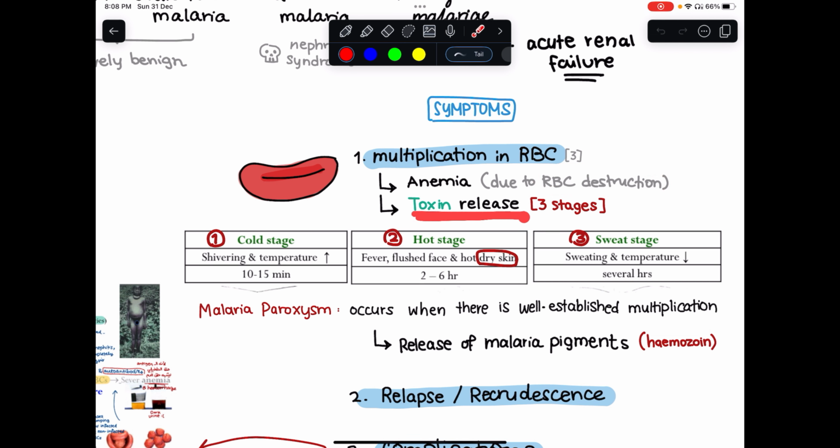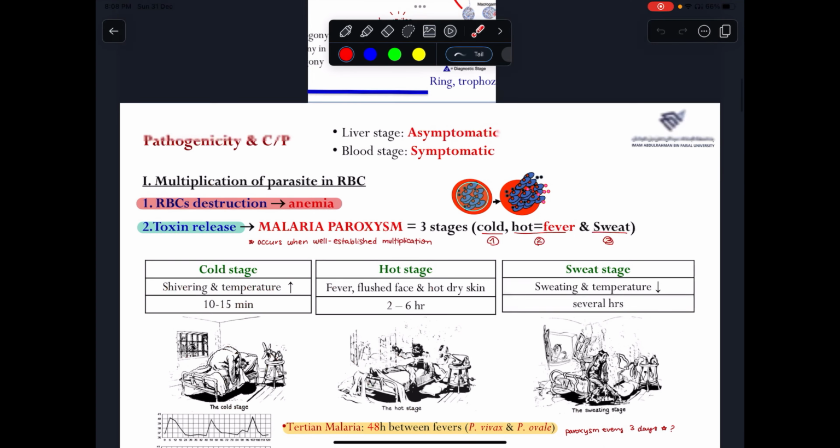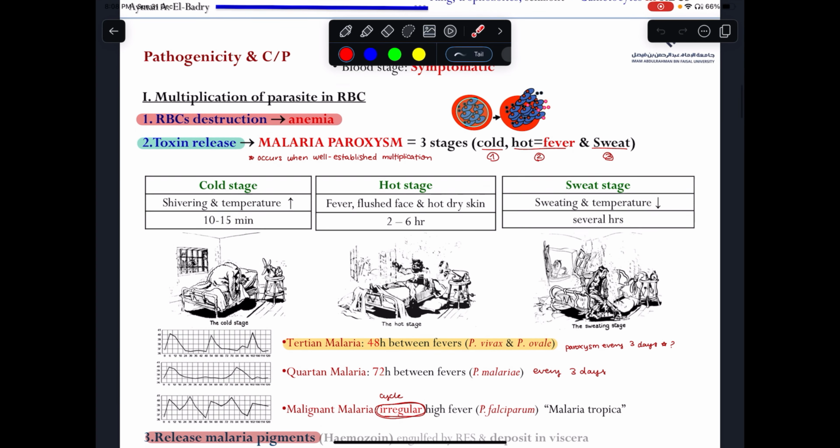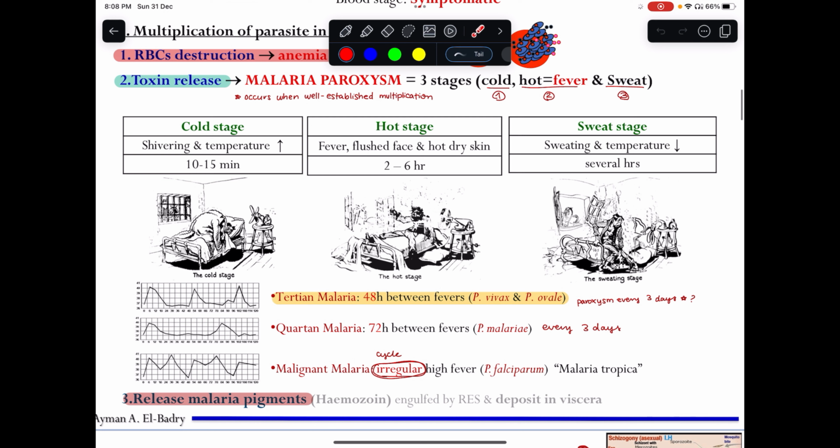So you have 3 stages. Our cold stage, our hot stage, and our sweat stage. So first, the cold stage: a quick shivering for 10 to 15 minutes, and fever. Yeah, this is the cold stage.